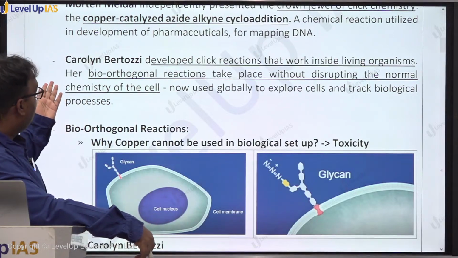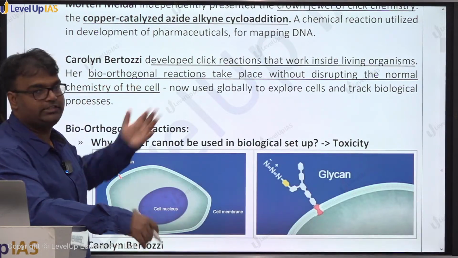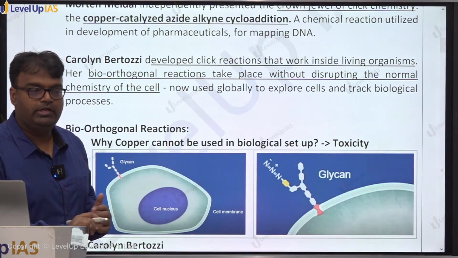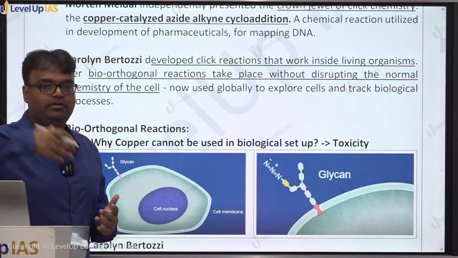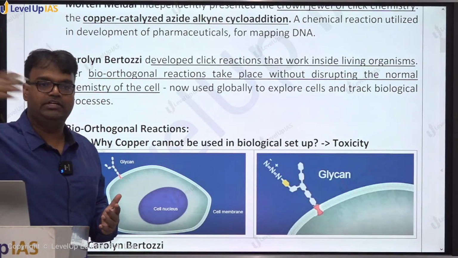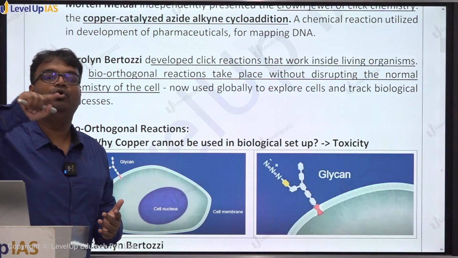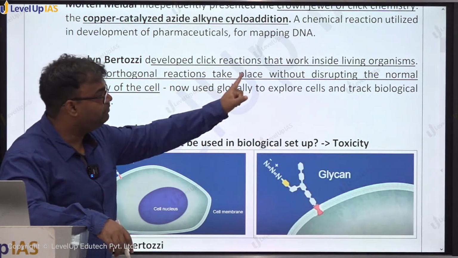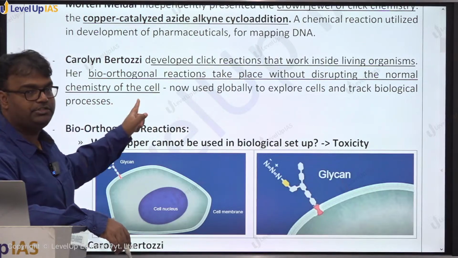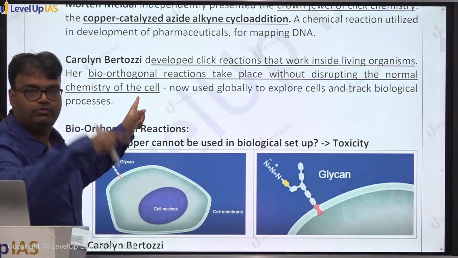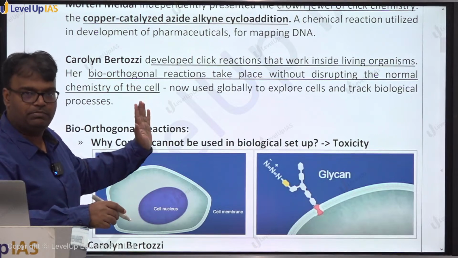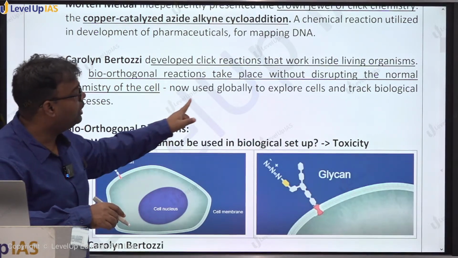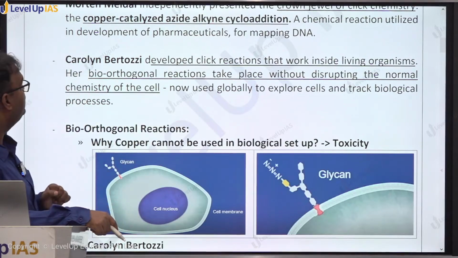So हर bio orthogonal reactions, तो click reactions also understand bio orthogonal reaction. Click reaction का extension in biology, click reaction का extension in living organism is bio orthogonal reaction. तो हर click reaction, हर bio orthogonal reaction take place without disrupting the normal chemistry of cell. If copper was being used, then it would have disrupted. So she has developed other mechanism by which she could do this. Now used globally to explore cells and track biological process.